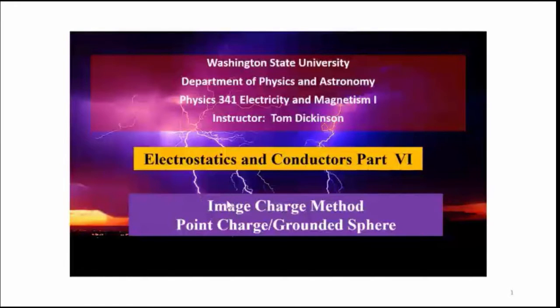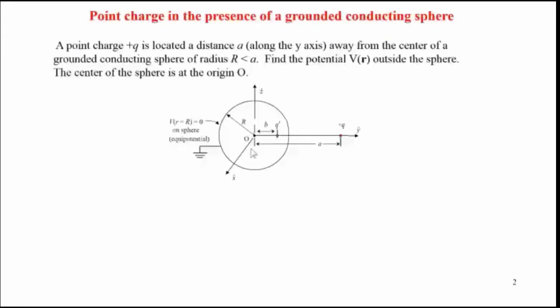Okay, well, let's look at another image charge problem, namely a point charge which is near a grounded sphere. So here's our sphere. Capital R is the radius. It's grounded, so the potential on the surface of the sphere and inside is equal to 0. We have a charge out here, plus q, at a distance a, and the origin is of course right at the center of the sphere, so a is that distance that we show here.